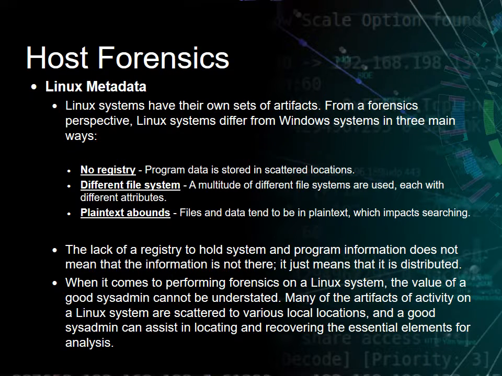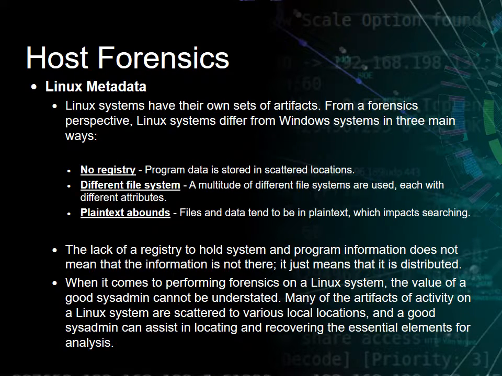Linux and Unix operating systems have their own set of artifacts, mostly in the context of logs. From a forensics perspective, Linux systems differ from Windows systems in three main ways. There's no registry. Program data is stored in scattered locations.